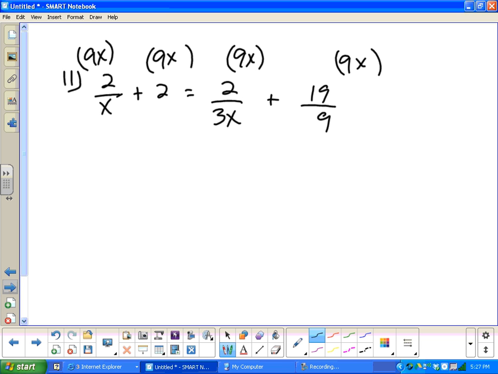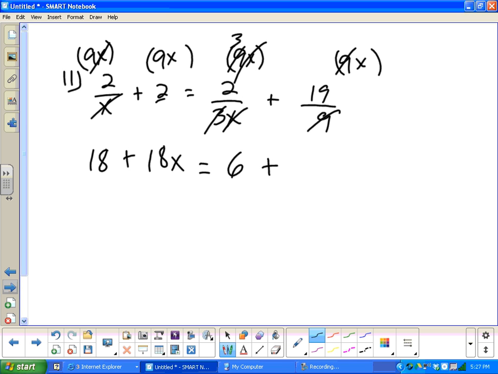And let's go to canceling. So the x's will cancel out there. 2 times 9 is 18. And then the next one there, 2 times 9x would be 18x. And the next one here, 3 goes into 9 3 times, and the x's would cancel. So 2 times 3 would give me 6. And then those 9's cancel. That's going to give me 19x.